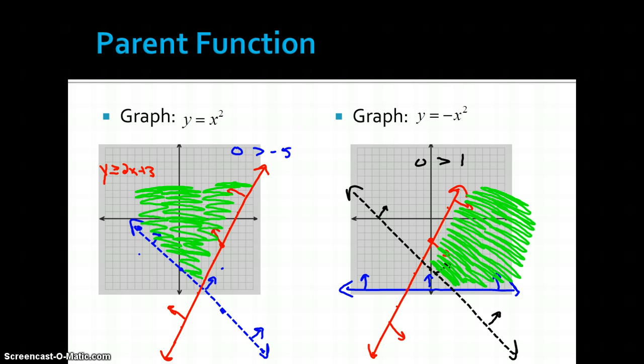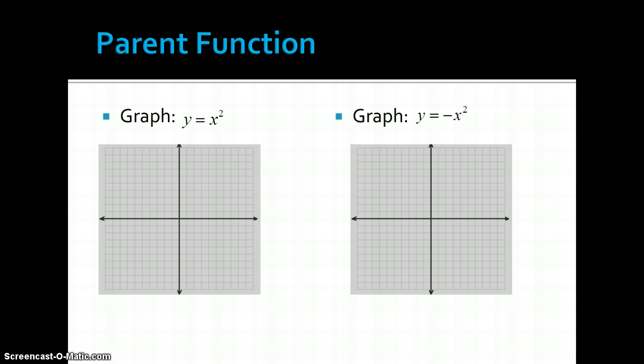These are parabolas centered at the origin. Okay, the vertex here is the origin. So if we want to think of a t-table, x and y: when x is 0, y is 0. When x is 1, y is 1. So (1, 1) is on our graph.